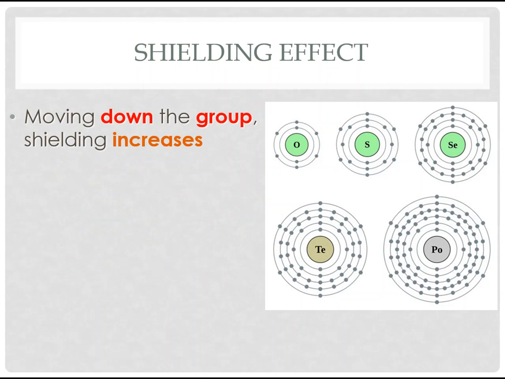Now going down the group, shielding effect actually increases. It goes up. Now I'm sure you can see that this is group 16 over here. Here's oxygen, sulfur, selenium, tellurium, and polonium. As you see the Bohr models drawn here, the addition of the rings, of course, increases the distance, and increases the number of core electrons that will be repelling, adding some repulsive forces to the outer electrons.